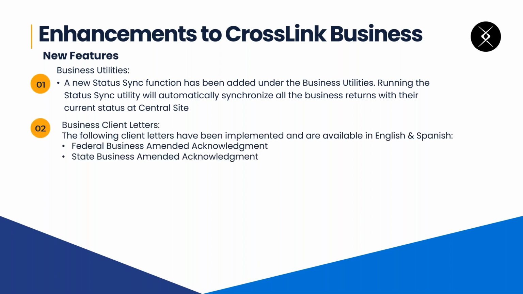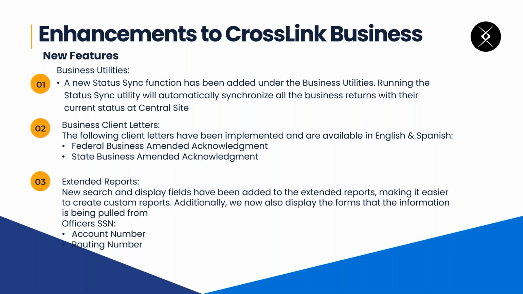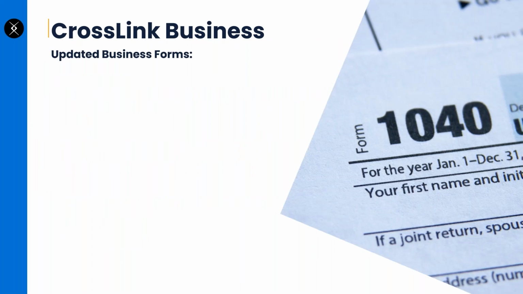And then we also have, of course, new client letters. So those business client letters will include the federal and state amended acknowledgement now. So those are going to be available, again, in English and in Spanish. And then lastly, extended reports, right? On a corporate side, you still have your full range of reports and being able to extend them. But this year, we have now made it easier that you can run information off of the account number and a routing number for any offices. So great information there. And I'll quickly show what these items can look like.